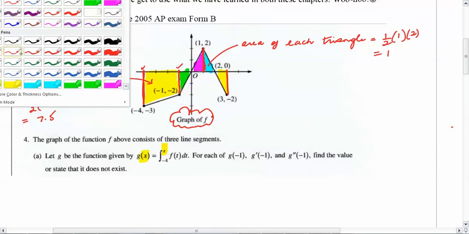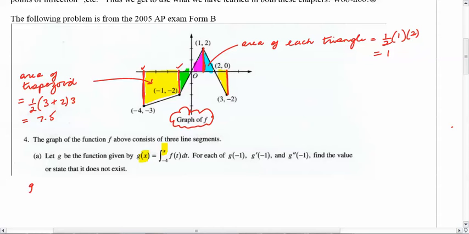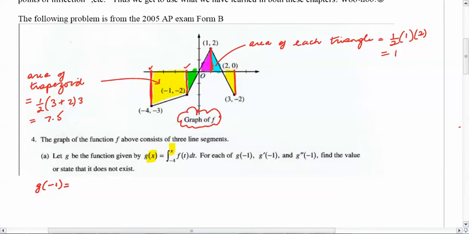We did this. People seem to find it pretty straightforward in class. G of -1 means simply where I have x, I'm going to write -1. And when I do that, that means I'm going to find the integral from -4 to -1 of f of t dt. And you may recall, from -4 to -1, if I know the area of that yellow trapezoid, then I can use that to find the value of my integral.